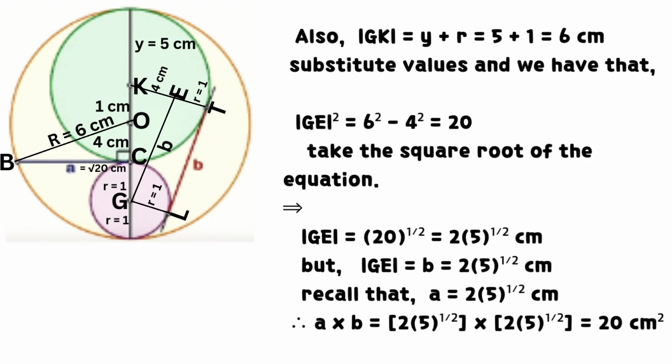But line G, E equals B, which equals the product of 2 and the square root of 5. Also, recall that A equals the product of 2 and the square root of 5. Therefore, the product A and B equals the product of 2 times the square root of 5 and 2 times the square root of 5, which equals 20 square centimeters.